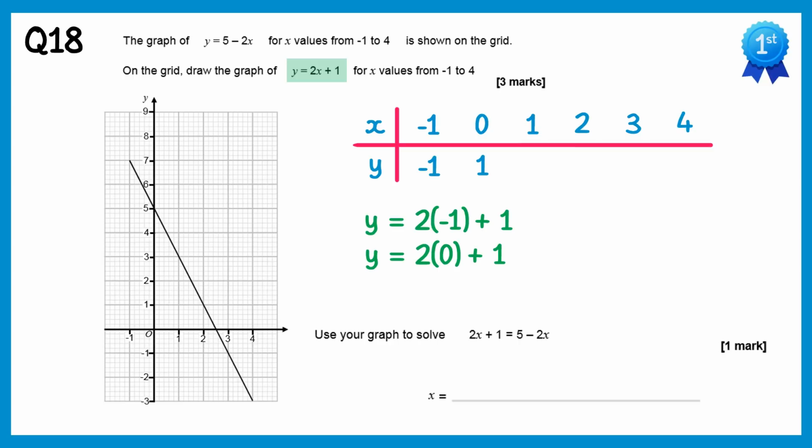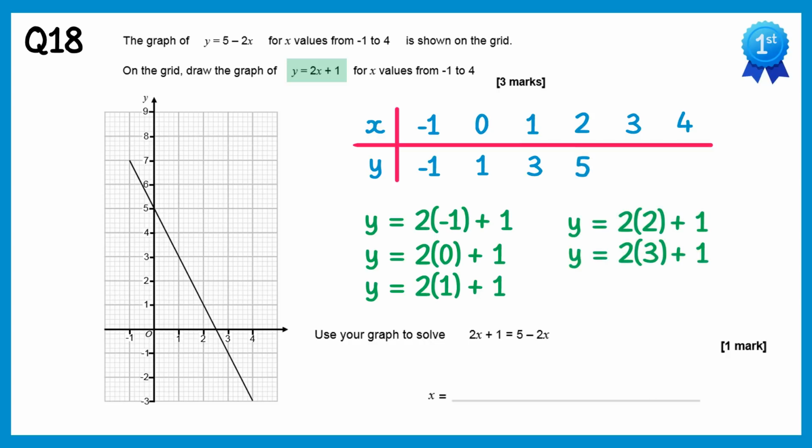We then move on to x equals 1, so 2 lots of 1, then add 1, which is 3. Then for x equals 2, it's 2 lots of 2 add 1, which is 5. For x equals 3, 2 lots of 3 add 1 is 7. And for x is 4, 2 lots of 4 add 1 is 9.